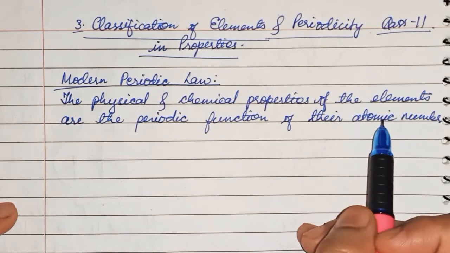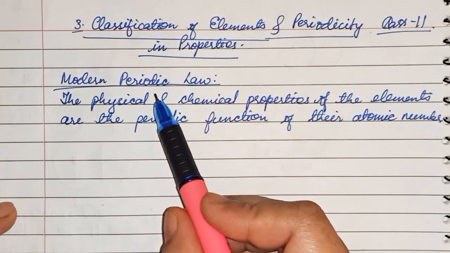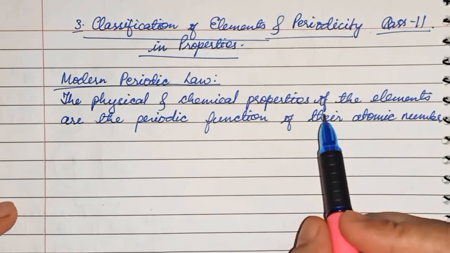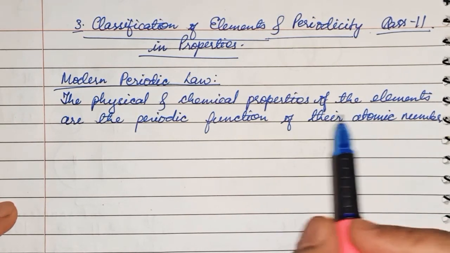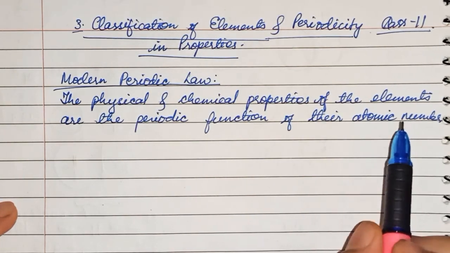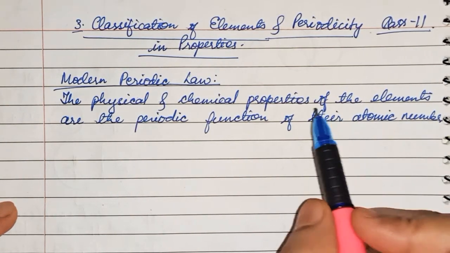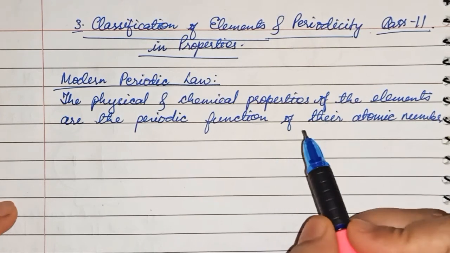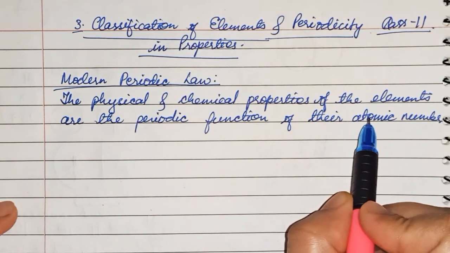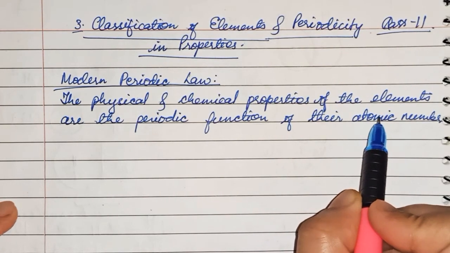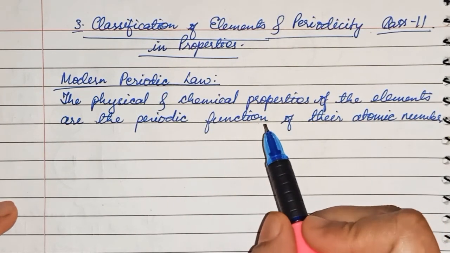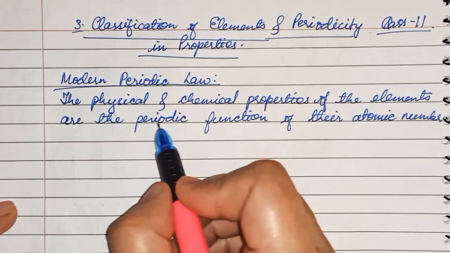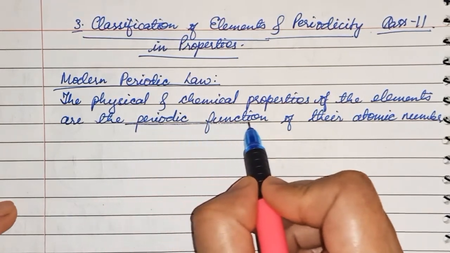And before that, all the periodic laws, like Mendeleev's and others, were based on atomic mass. So this one is based on atomic number. It explains that when elements are arranged in increasing order of their atomic number, then the properties of the elements will get repeated after a fixed interval. That is known as a periodic function.